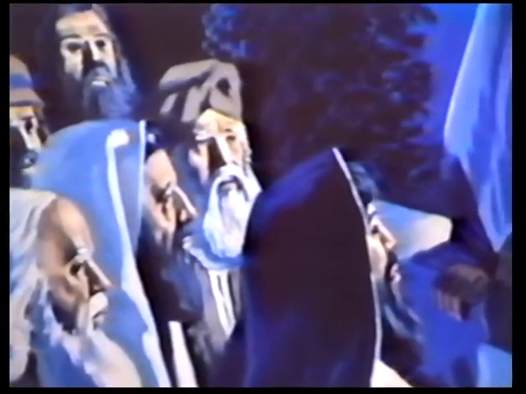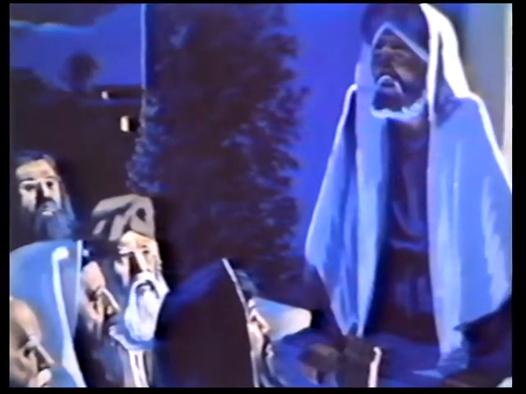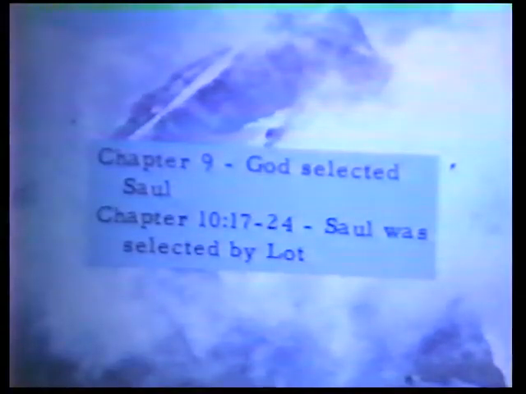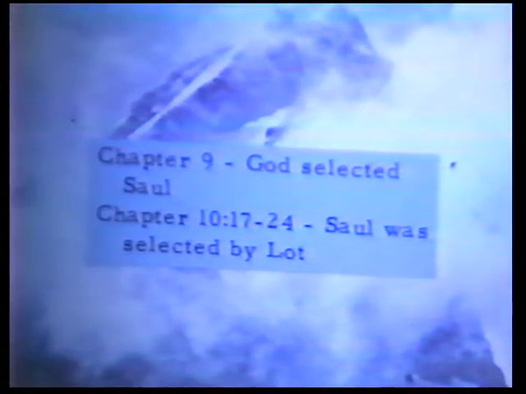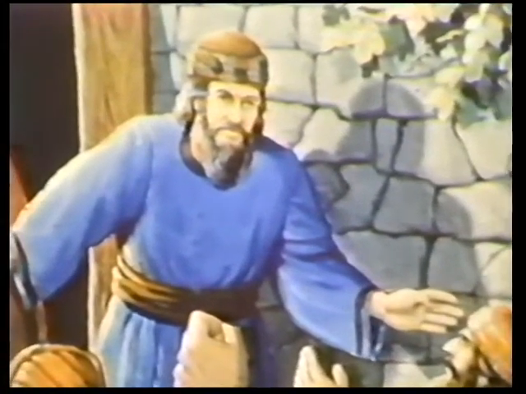In spite of Samuel's warning, the people demanded a king, and Saul was selected. It seems that there are different traditions contained in the Bible, and Saul is selected in more than one way. Chapter 9 tells how God selected Saul. In 10, verses 17 through 24, Saul was selected by lot. But the most convincing choice was after he had successfully led a campaign against the Ammonites and rescued the city of Jabesh in Gilead.